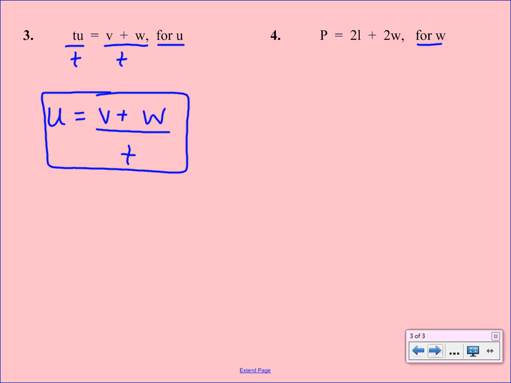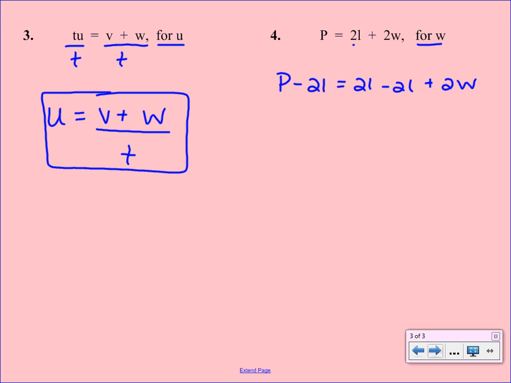The first thing that we have to do then is we have to get rid of the 2L. If you think about your order of operations, we're reversing them. So we're undoing all of our addition and subtraction first. So we're going to subtract 2L from both sides. So we have P minus 2L, then we have 2L minus 2L. And then don't forget to bring down the plus 2W.